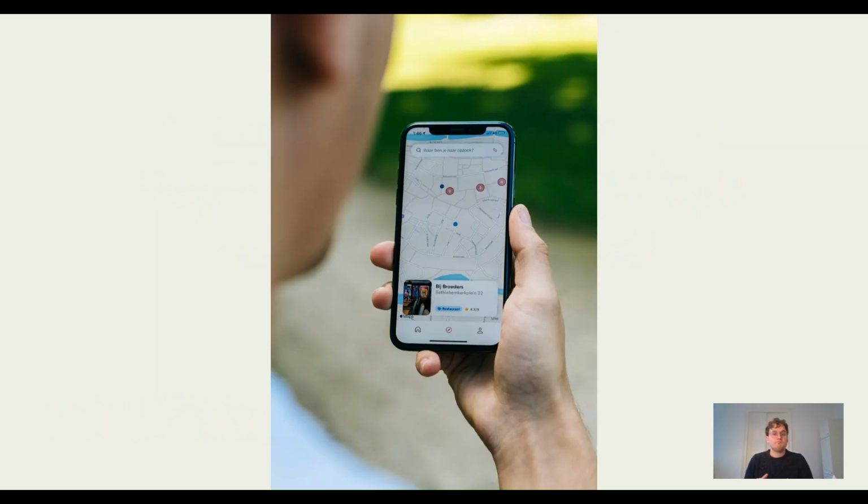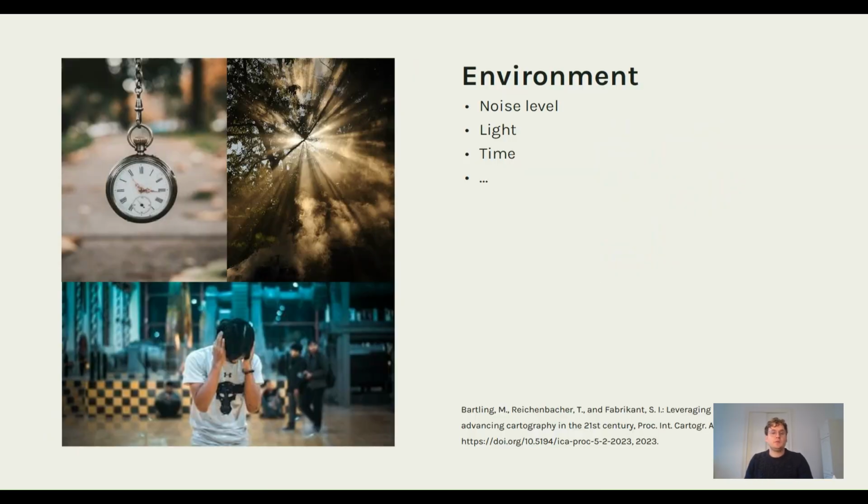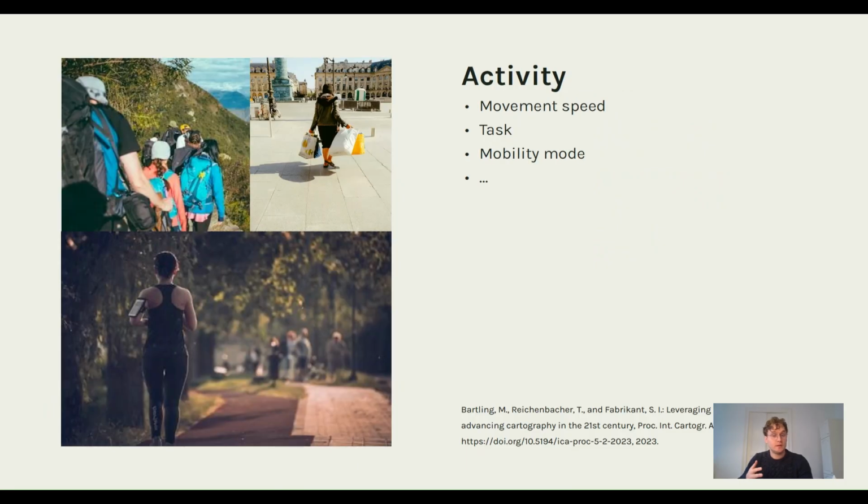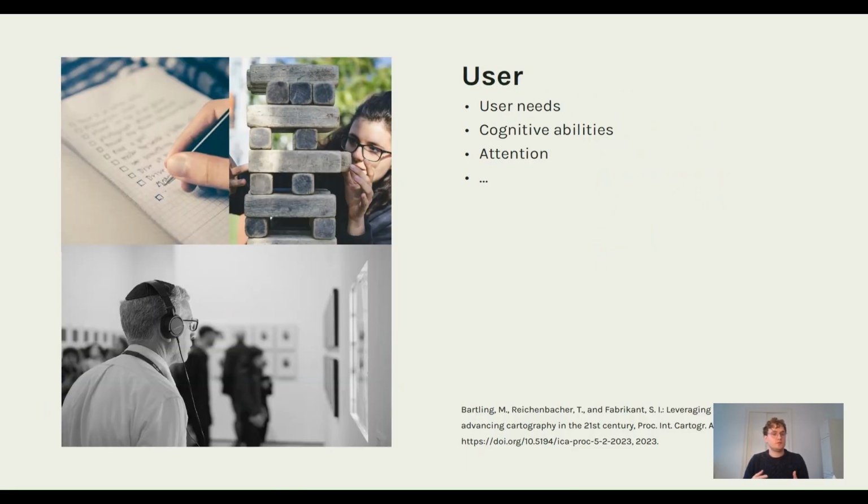We all use mobile maps basically every day, but mobile usage is significantly different from static usage. Why? Because we use mobile maps on the move, and this mobility leads to changes in context. Context can be related to environment, to the activity that we're doing, but also to the user, because we all have different needs, different cognitive abilities, or different physical abilities. And all of those contextual factors can affect the way we read and use mobile maps.